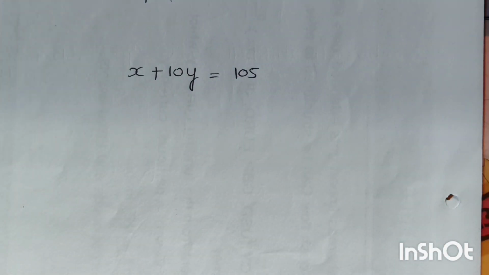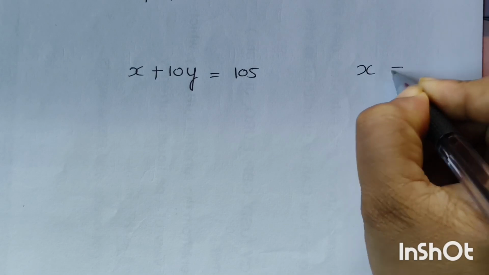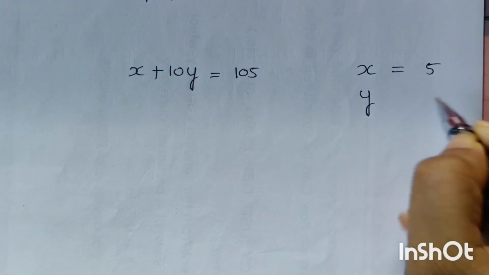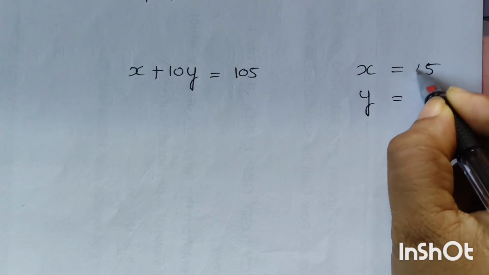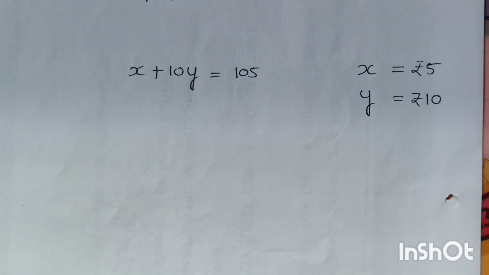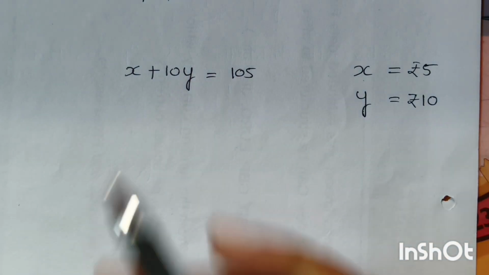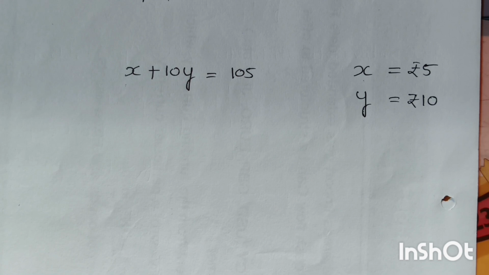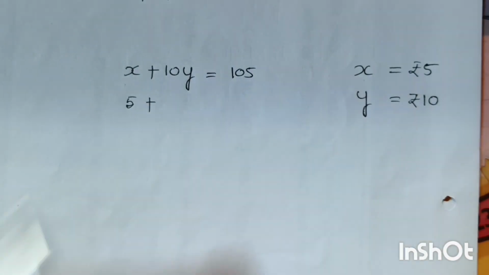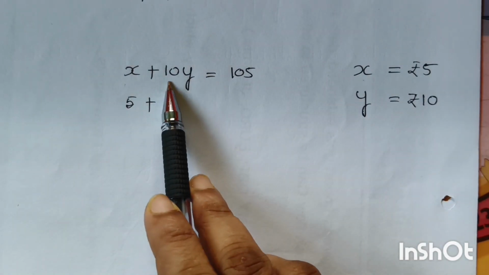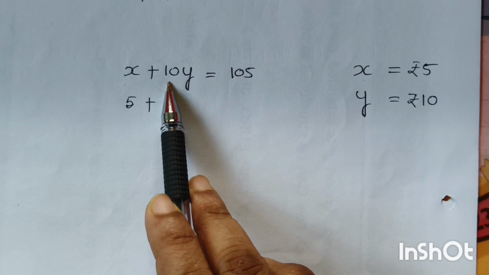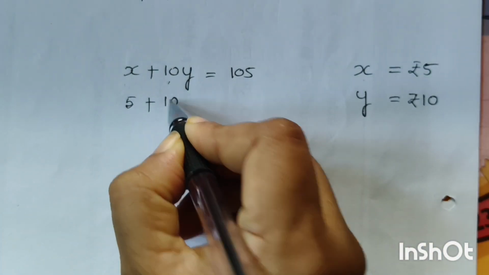And from the solution we got the value of x as 5 and the value of y as 10. Since it is rupees, let me mention it in rupees. That is, the customer has to pay 5 rupees as a fixed charge. Once he gets into the taxi, he has to pay 5 rupees. That is fixed. But the customer travels 10 kilometers.